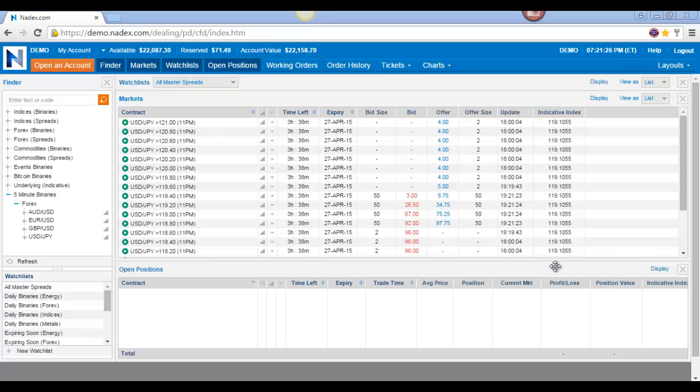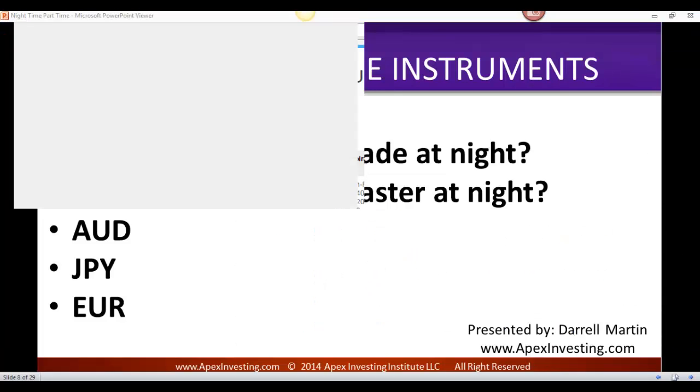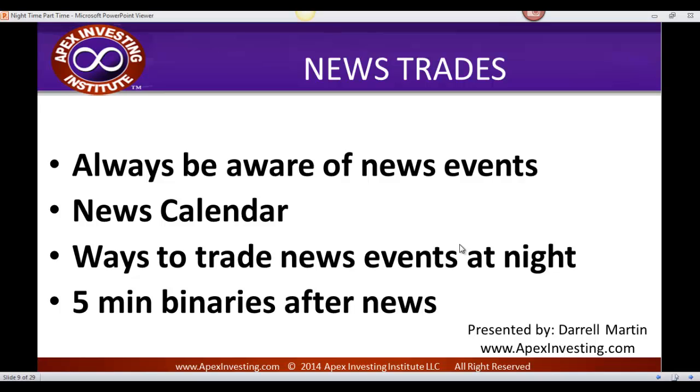So with the five-minute binaries, those might be your best bet as a part-time trader because, again, 11 different expirations per hour, four different instruments. You got 44 opportunities an hour, okay, to trade there. Much better than waiting for one daily expiration or even one hourly expiration when you've got that many opportunities to trade, okay? And we're gonna talk about that a little bit more here and how the five-minute binaries work as we move on here. So, a couple of things to consider when you're trading at night.